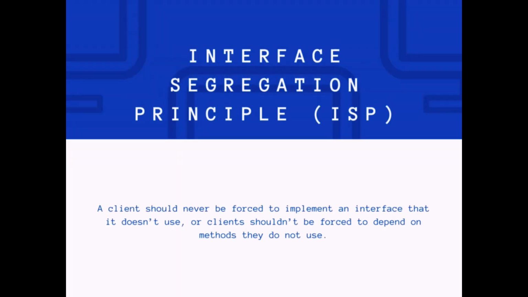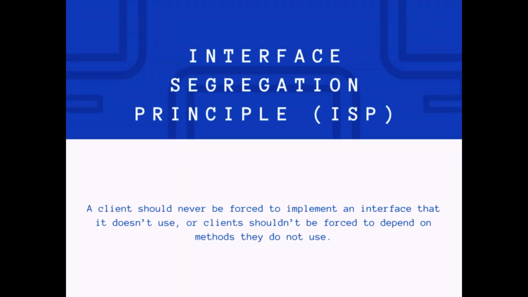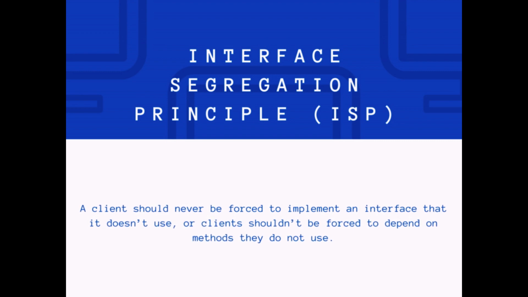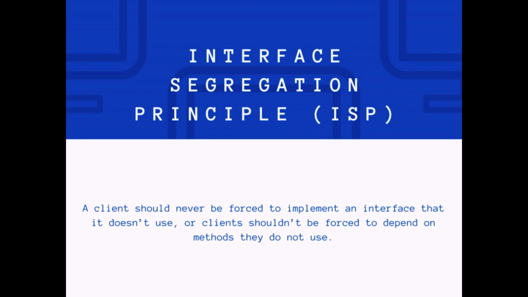The fourth principle is the Interface Segregation Principle, or ISP. It states that clients should not be forced to depend on interfaces they do not use. In simpler terms, we should create smaller and more specific interfaces rather than large and general-purpose ones.